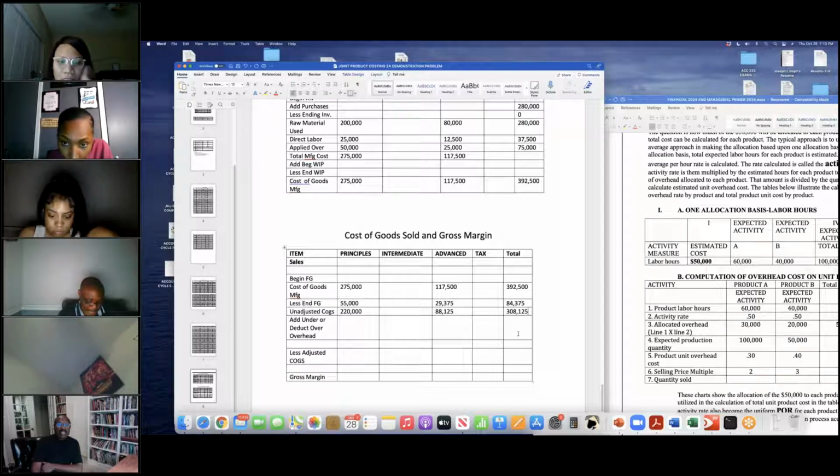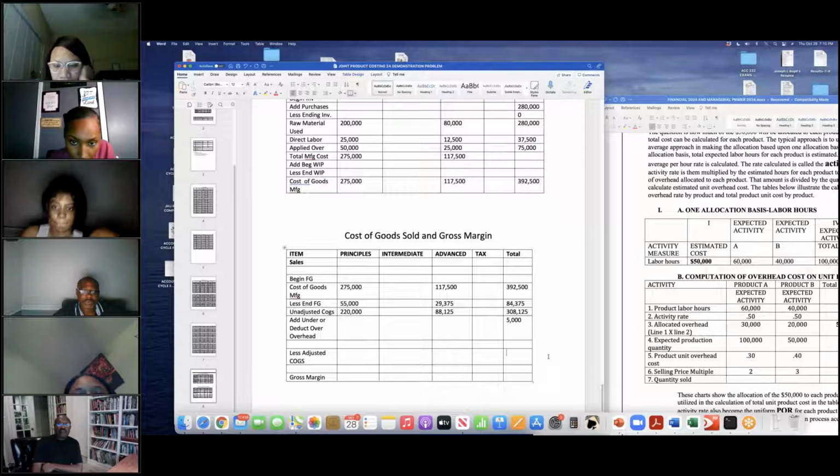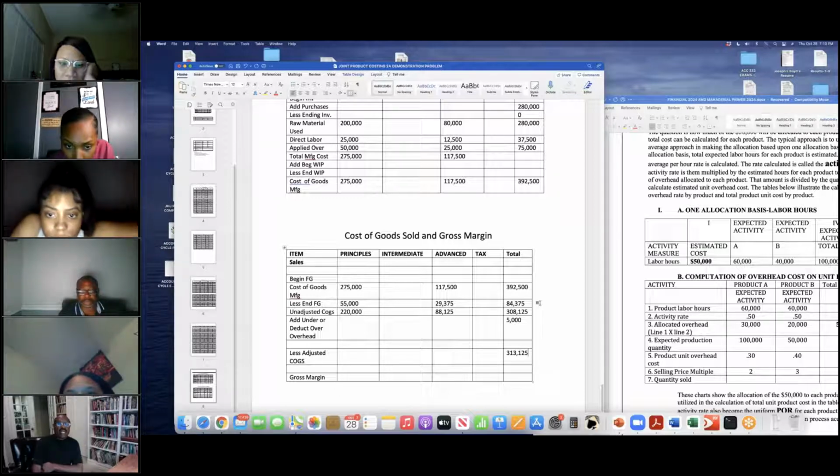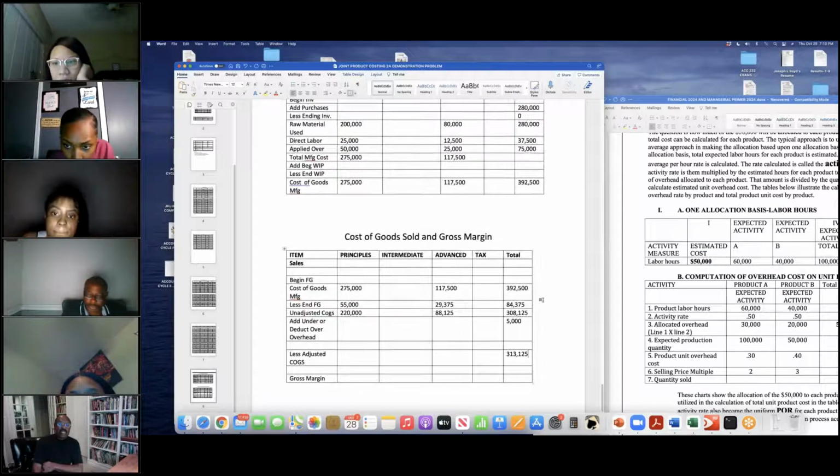We had underapplied overhead, and the amount was 5,000, correct? So we're going to add it. So our adjusted cost of goods sold is how much? 313,125. Yes, sir. So you can see the work is done.